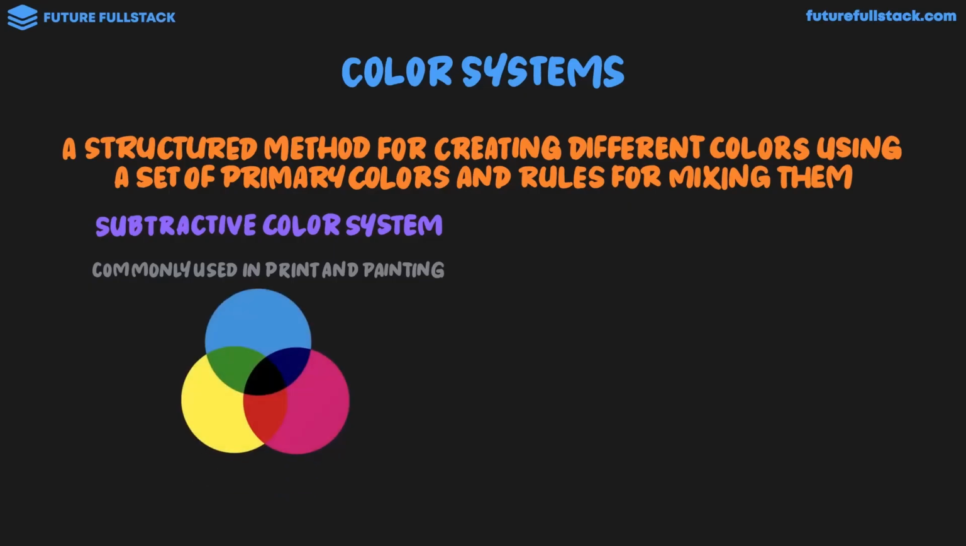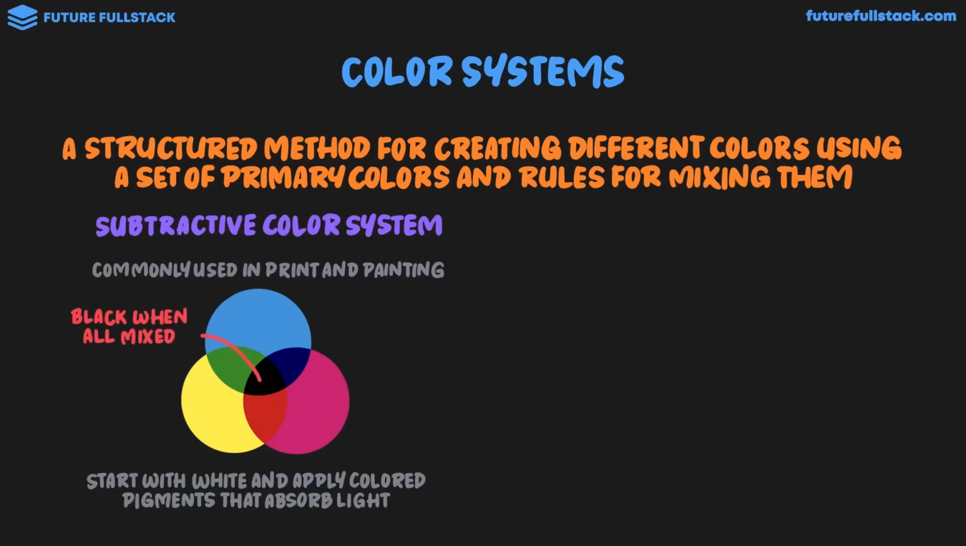Let's take the CMY color system as an example. In this system, C stands for cyan, which is that blue color, M for magenta, which is that pinky color, and Y for yellow. This system starts with white, and we apply colored pigments that absorb light. We start with a white canvas and add different colored pigments. The canvas absorbs the light from these paints, and you get black when all the colors are mixed together.